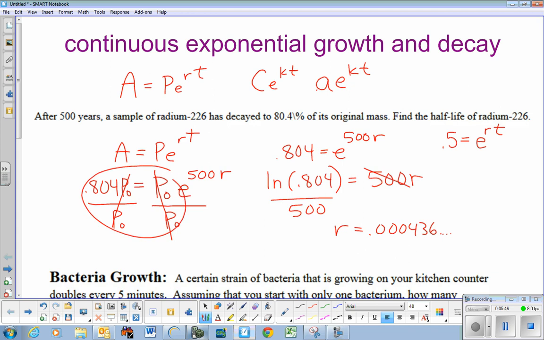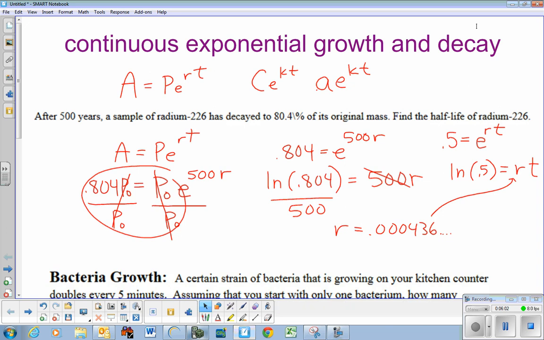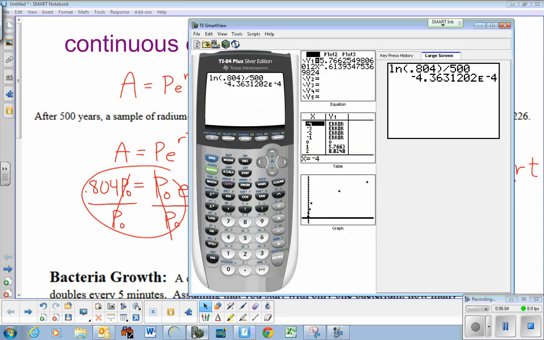So how do I solve this equation for t? First I'm going to take the natural log, and you will end up doing natural log of 0.5 all the time, equals rt. Remember that I know r. So the natural log of 0.5 divided by this r value should be my answer. Natural log of 0.5 divided by, I'm just going to use my second answer, and this is my answer, 1,588.65 years.